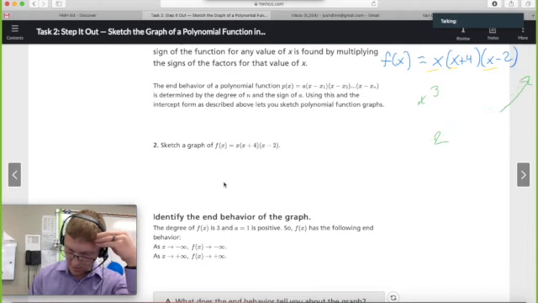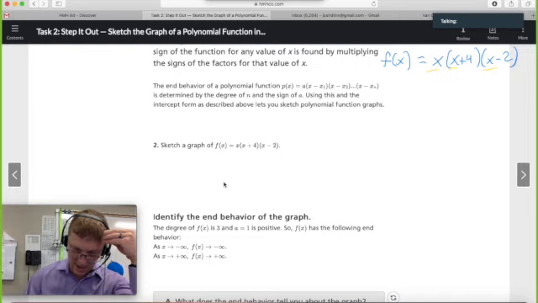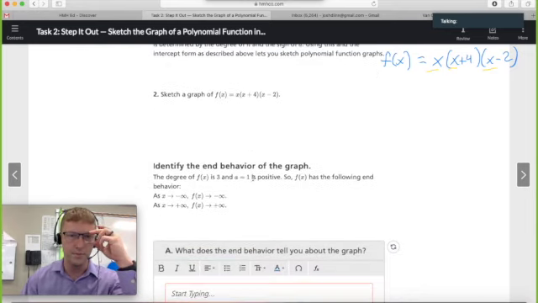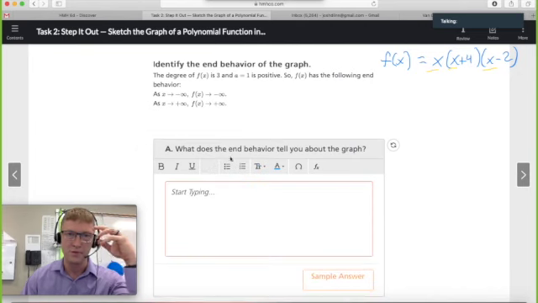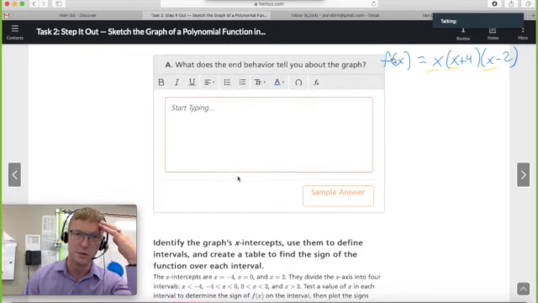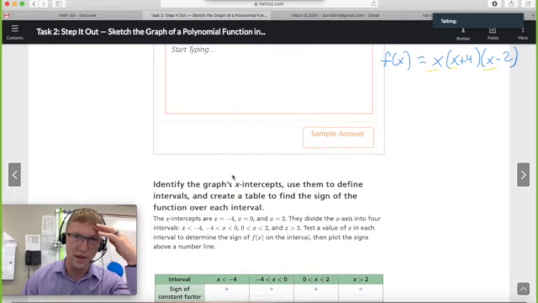Okay, so that's all we needed to do there. So we know the end behaviors of our function. So what does end behavior tell you about the graph? It can tell us whether it's generally increasing or decreasing, things like that.